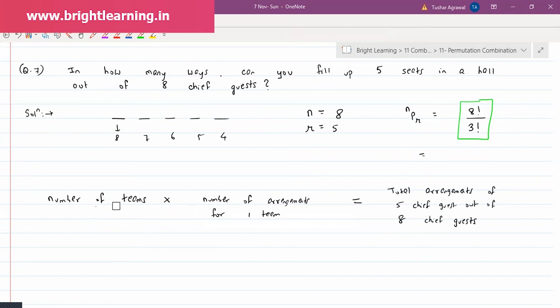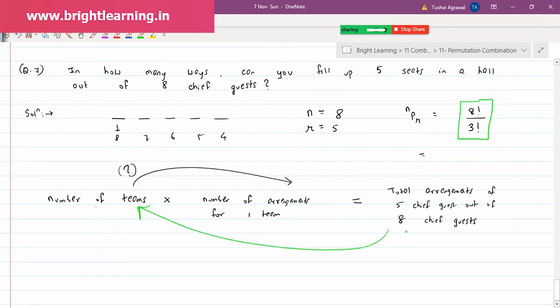So, sir, if you can give me the answer for the number of teams, I can find the total number of arrangements, but I do not know this. Fine. Today we have calculated the total number of arrangements. Don't think of proceeding this way, because this is a question mark. This we do not know. We will proceed the other way because this is known to us, and tomorrow we will calculate the number of teams. Out of 8 chief guests, in how many ways can you select a team of 5 chief guests?